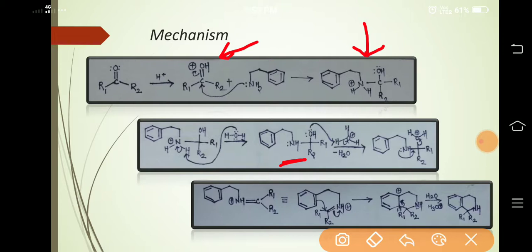Now, this hydroxy group which is present will abstract a proton from the acidic medium to convert this hydroxy group, which is a bad leaving group, into a better leaving group, that is a hydroxonium ion, and cleave this carbon and generate a positive charge on the carbon, which can be stabilized simultaneously by the lone pair of electrons on the nitrogen.